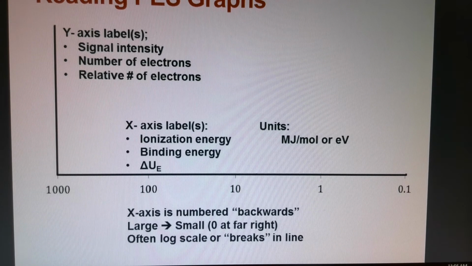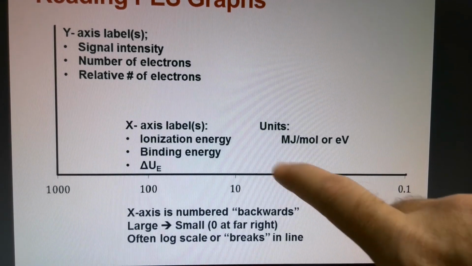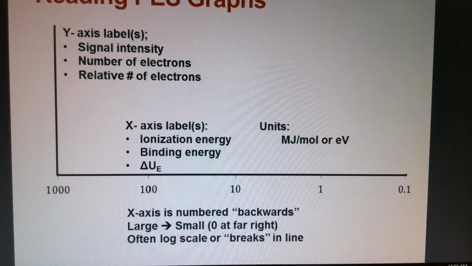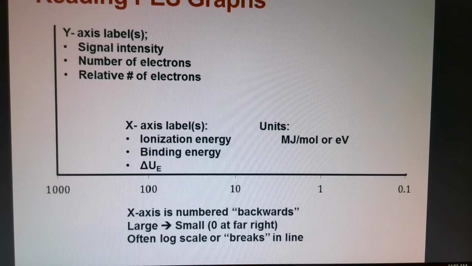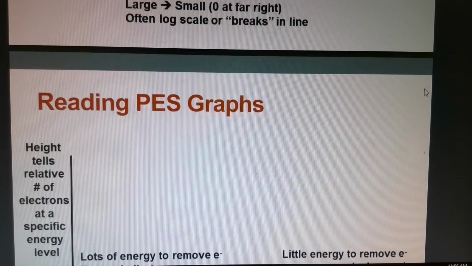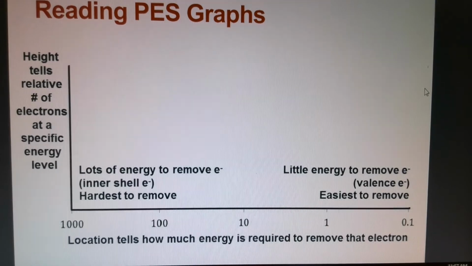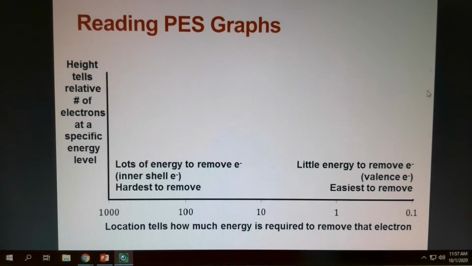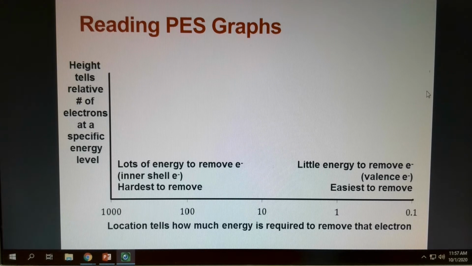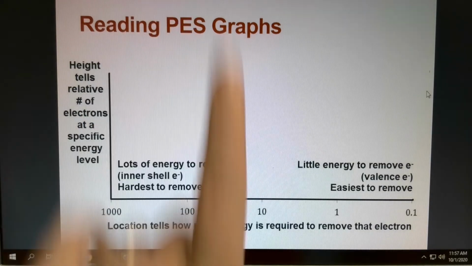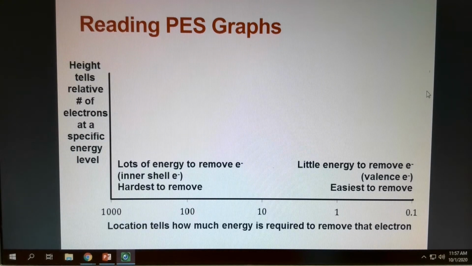You might also see a break, where there are two little dashes or two little lines, where it'll break and totally disregard some units. So here's another example of how to read them. The height, again, tells you the number of electrons at that specific energy level. So you'll see these peaks, and the height represents a number of electrons. If there are more electrons, it's going to be taller. If there are fewer electrons, it's going to be smaller.